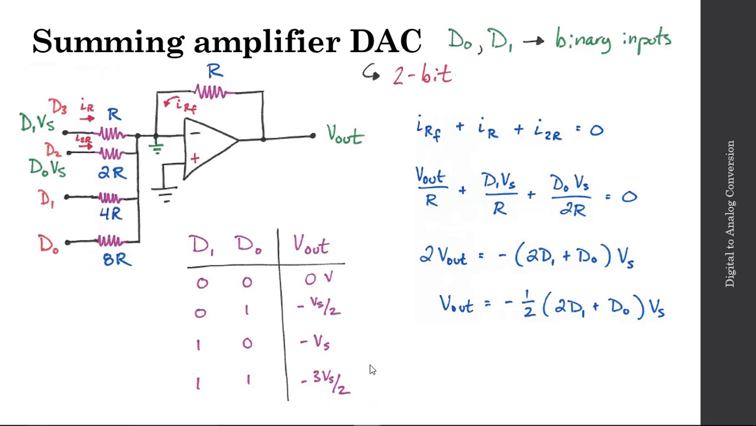Recall from before our generic description of the output voltage from a DAC. That was equal to the code divided by 2 to the m bits all times VFSR. So this will hold true if VFSR is equal to minus 2 VS for this circuit. So although the circuitry and the approach is a little more complicated for the summing amplifier, I get a nice steady output voltage as opposed to the ripple output voltage that I get with the PWM approach.